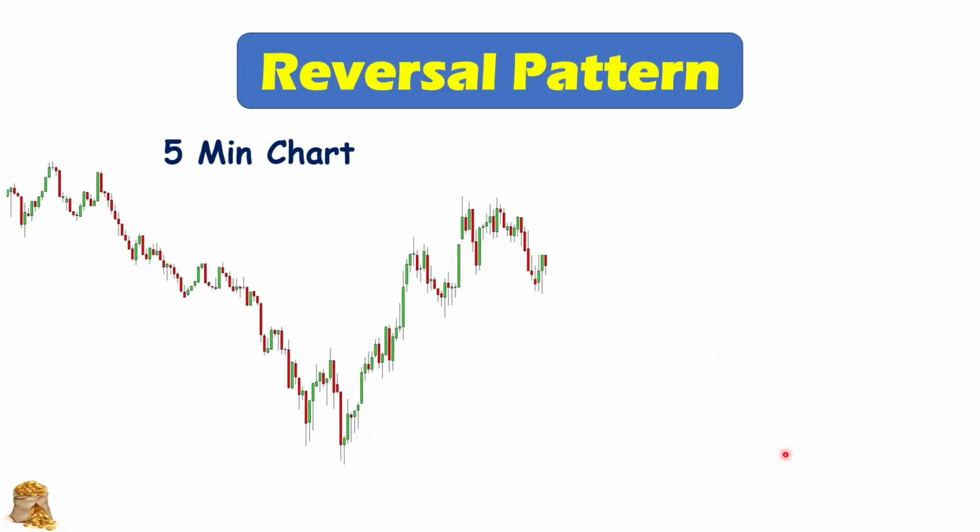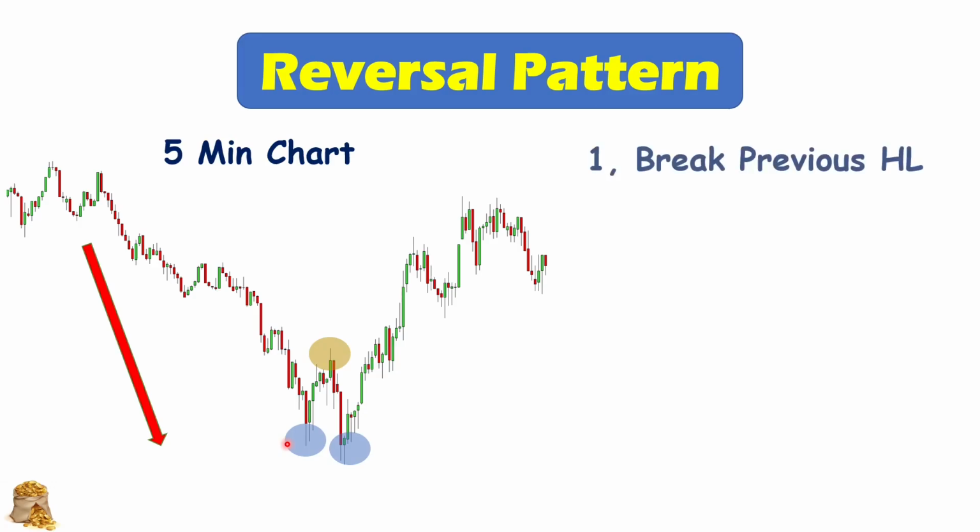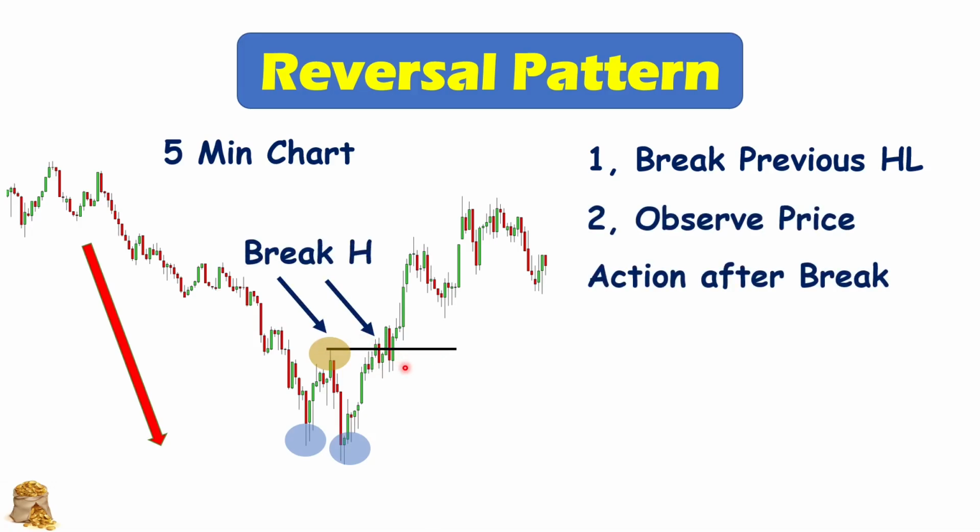Now let's take a look at this chart for the reversal pattern. First, we have a downtrend here. And then we have a low, high, and a low. And then what we are waiting for is the market to break the previous high. Here's the previous high. And then the market breaks a little bit. Then we move on to the next step.